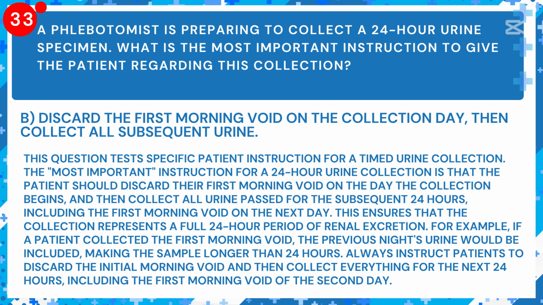This ensures that the collection represents a full 24-hour period of renal excretion. For example, if a patient collected the first morning void, the previous night's urine would be included, making the sample longer than 24 hours. Always instruct patients to discard the initial morning void and then collect everything for the next 24 hours, including the first morning void of the second day.